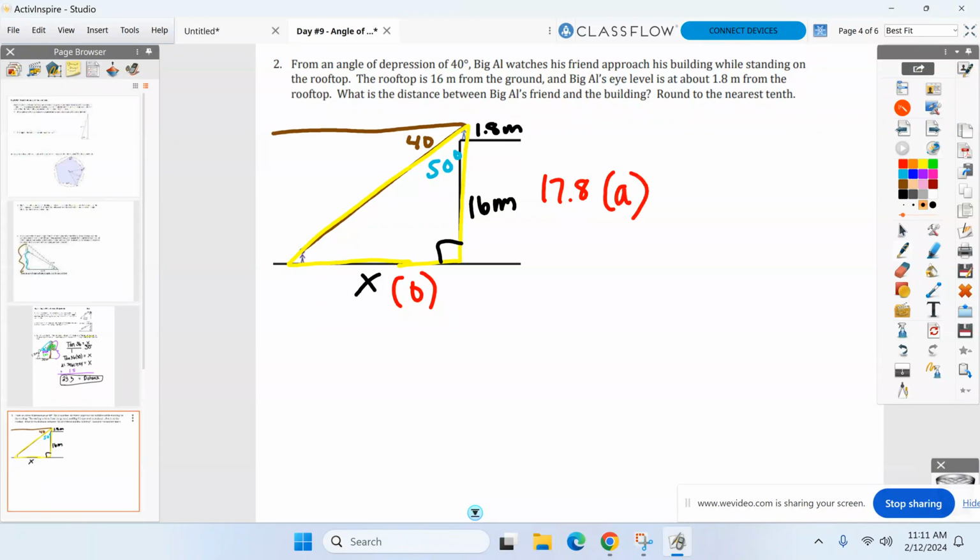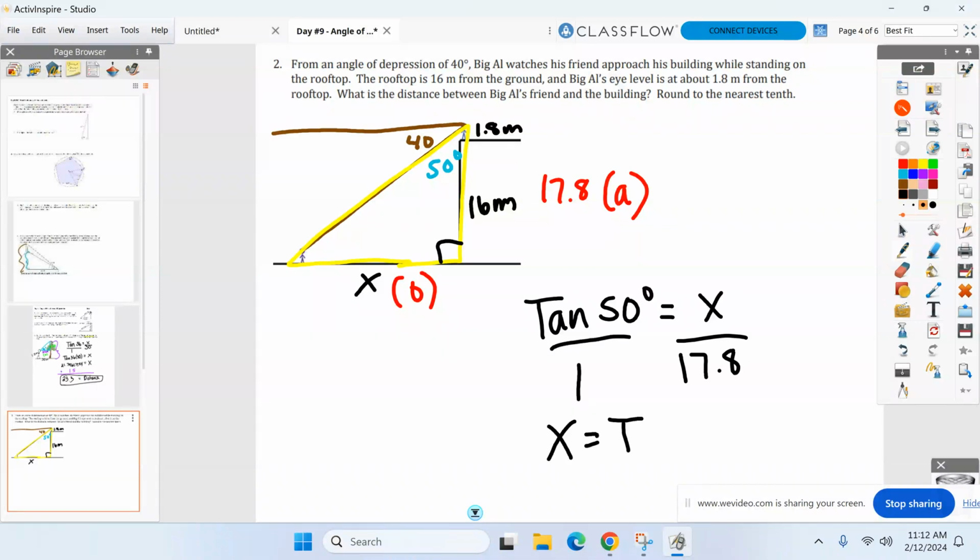I don't care if you use the alternate interior angle, you should be using tangent as well. Tangent, and Zeev gave it away already. Make sure we're using 17.8 for your opposite or adjacent side there, not 16. That's not the full side in my right triangle. The only difference is if anybody used 40 as the alternate interior, you'd have 17.8 over X. You'd have the reciprocal instead. Still going to get the same answer though.